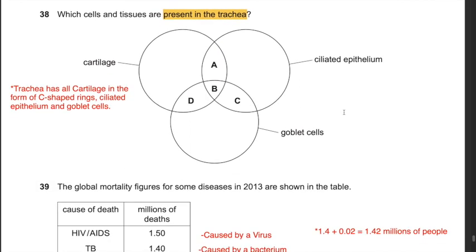Question 38. Which cells and tissues are present in the trachea? Trachea has cartilage, ciliated epithelium as well as goblet cells. And as a side note, cartilage is present in the form of C-shaped rings in the trachea, whereas in the bronchus it is present in the form of irregular blocks or irregular plates. However, since the question refers to which cells and tissues are present in the trachea, it should be B. Cartilage, ciliated epithelium as well as goblet cells are found in the trachea.